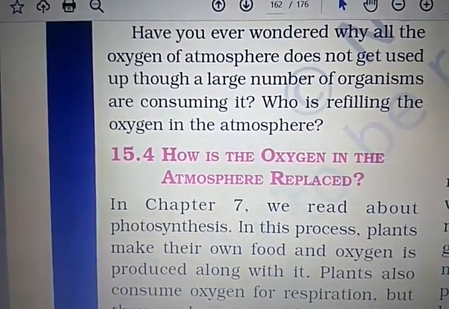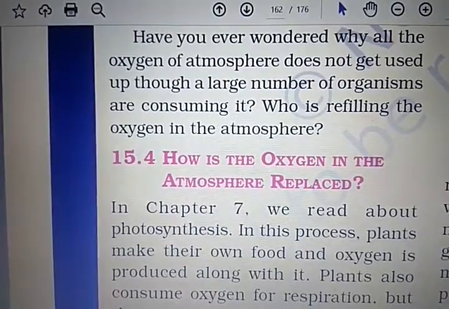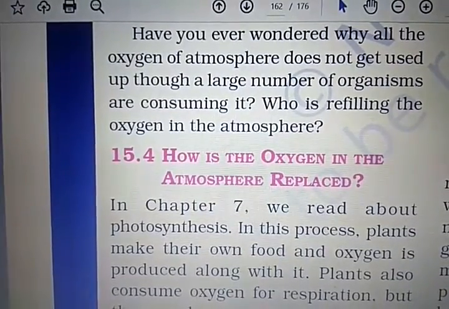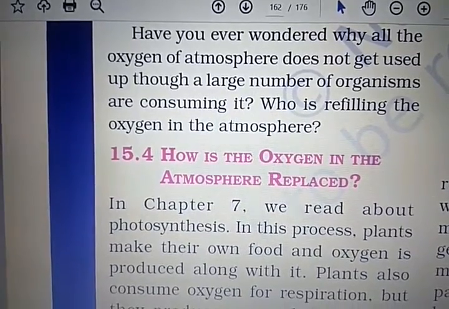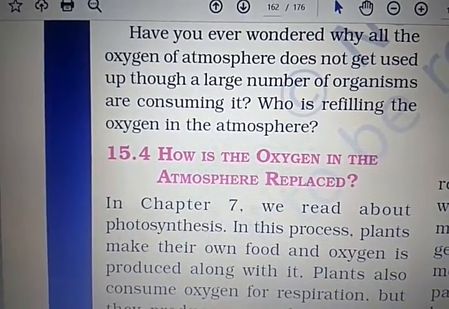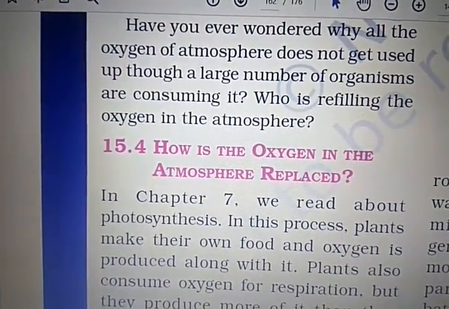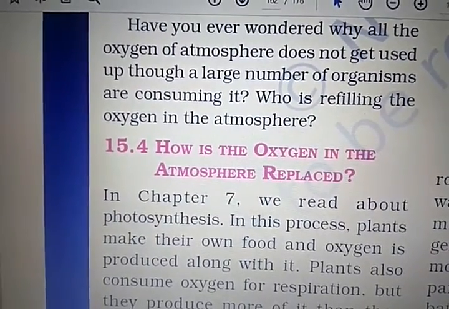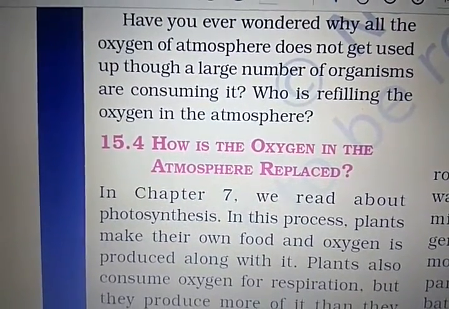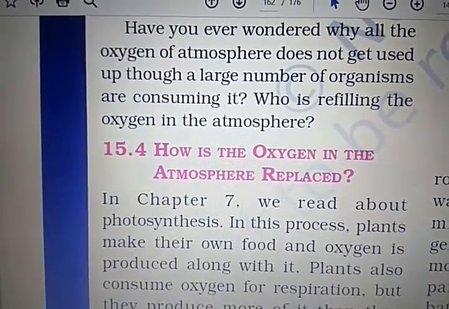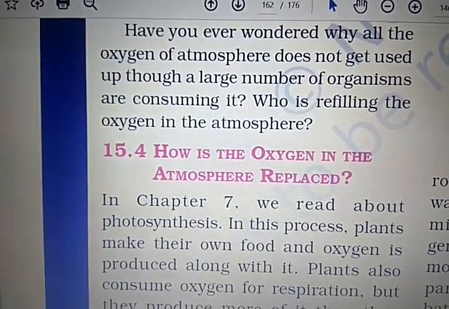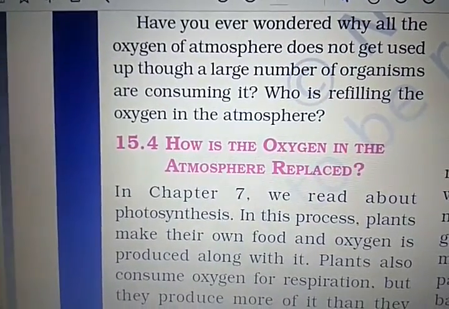Have you ever wondered why all the oxygen of the atmosphere does not get used up though a large number of organisms are consuming it? Who is refilling the oxygen in the atmosphere? So, nature. Through nature, oxygen is refilled in the atmosphere, and through the life cycle, the whole ecosystem.